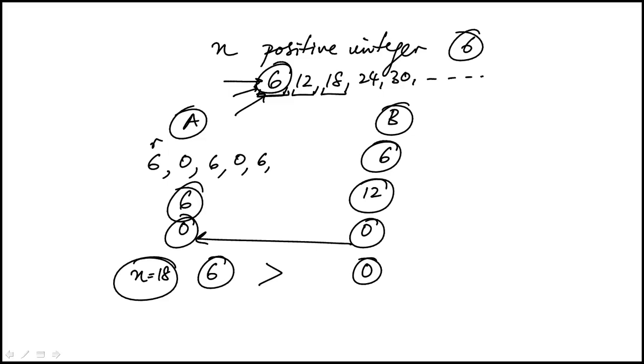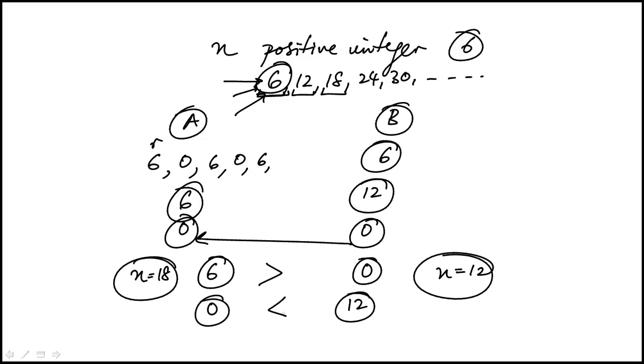But if I choose 12 for n, then the remainder here is 12, and then 12 divided by 12, the remainder is 0. So now the relationship flips. So I don't have enough information, and the correct answer is D.